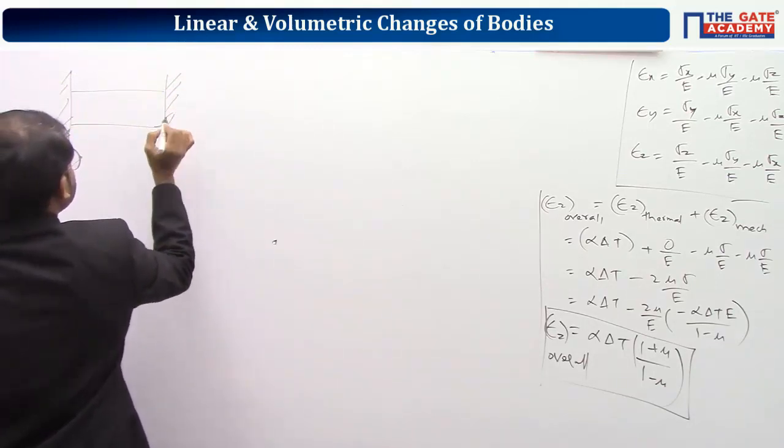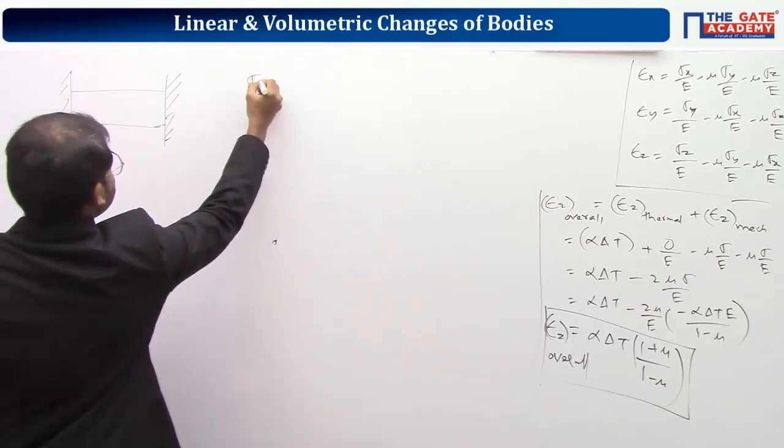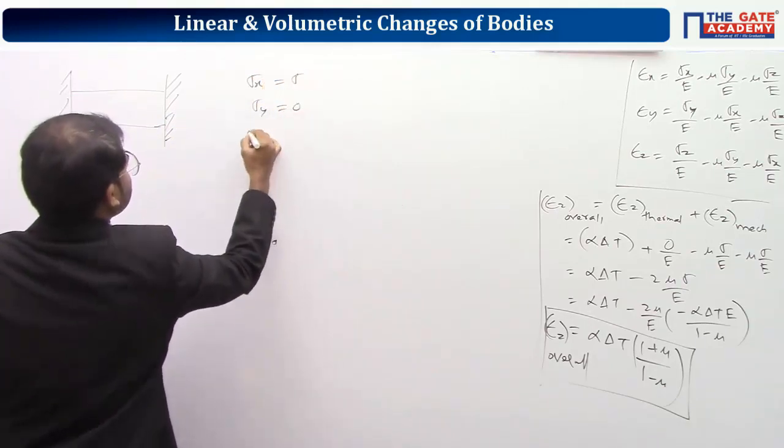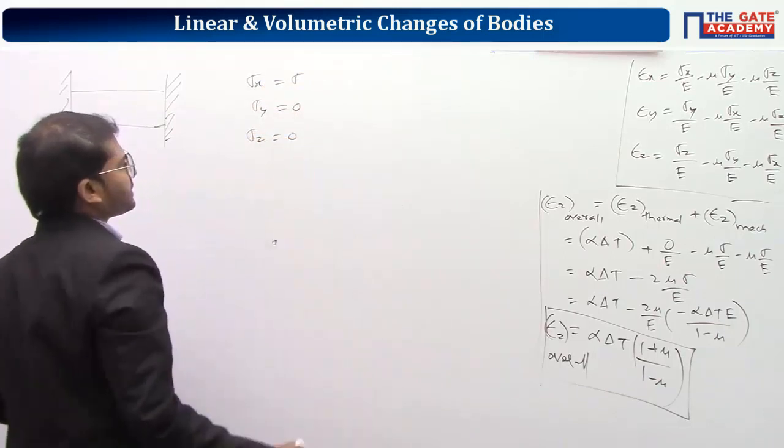Example which we took for linear changes. So in x direction it is constrained, so sigma x is equal to sigma. It is free in y direction and z direction, so sigma y, sigma z are 0.